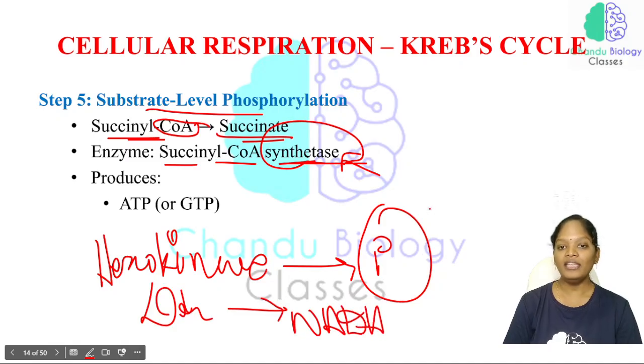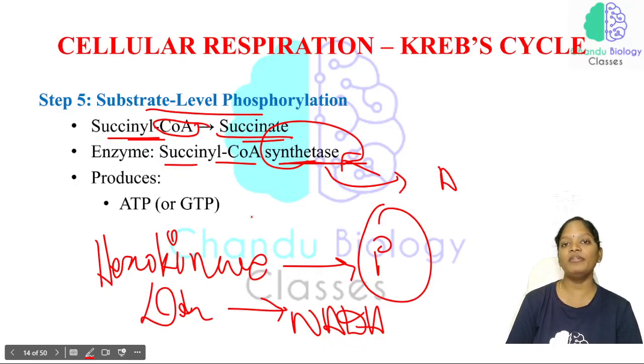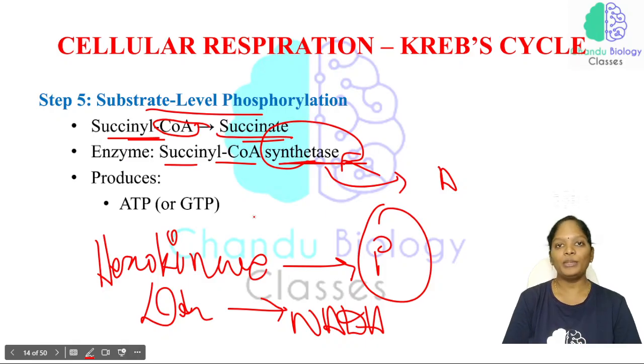In that line, if any enzyme ends with the word synthetase, again there will be production of ATP or GTP. One ATP molecule or GTP molecule, or UTP, CTP, whatever it is, whenever there is an enzyme which ends with the word synthetase, it is going to produce ATP. And here in the Krebs cycle it will be GTP. So substrate level phosphorylation takes place in the Krebs cycle. This is a very important step.